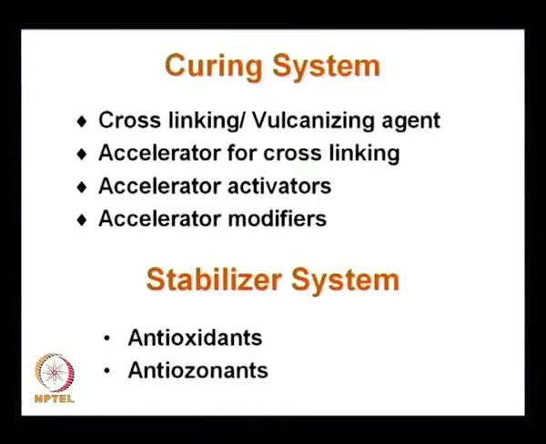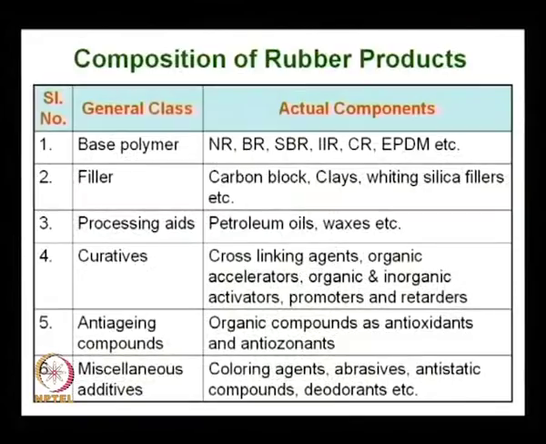Then stabilizer system, one is antioxidant and the other is antiozonant. Normally, these two classes of stabilizers are used in rubber products. Then let us look into the composition of rubber product. So, the general classes in these compositions are base polymer. I have already mentioned the names, a few names are shown in this slide. Then fillers are carbon black, clays, whiting, silica fillers, etc.